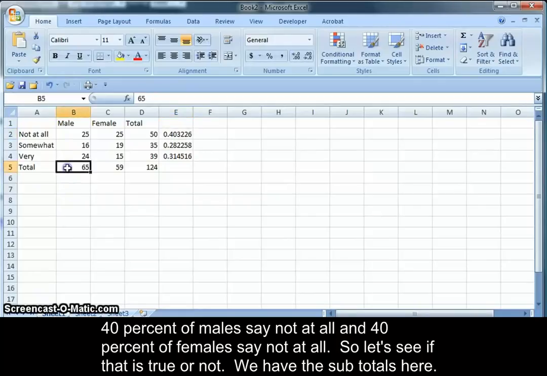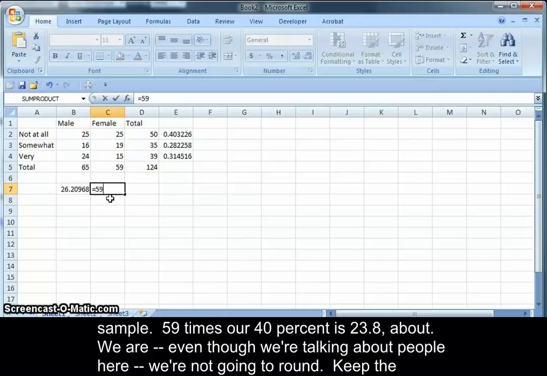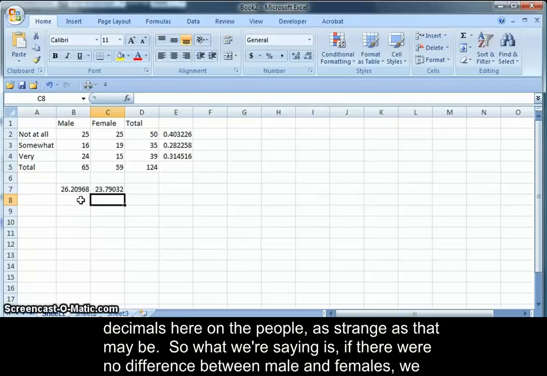We have the subtotals here. There were 65 males in the sample. If we take the 65 and multiply by our 40% here, that is 26.2 males. There were 59 females in the sample. 59 times our 40% is 23.8 about. Even though we're talking about people here, we are not going to round. Keep the decimals here on the people, as strange as that may be.